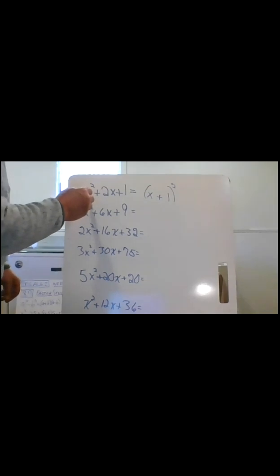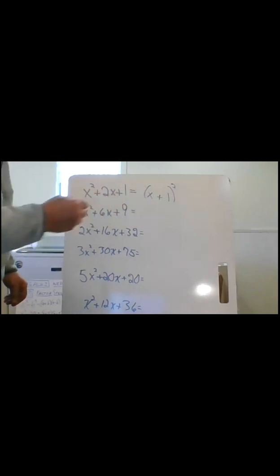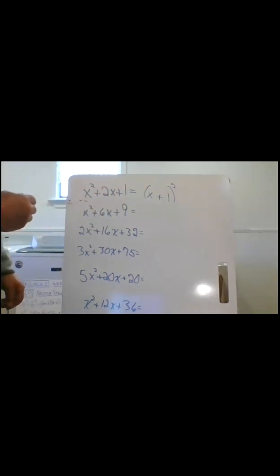Now, it turns out you could also factor this as a trinomial and use that method, and you would get x plus 1 times x plus 1, which is x plus 1 squared. So these could be done as trinomials. But if you can recognize them as perfect square trinomials, you go right to the binomial square.